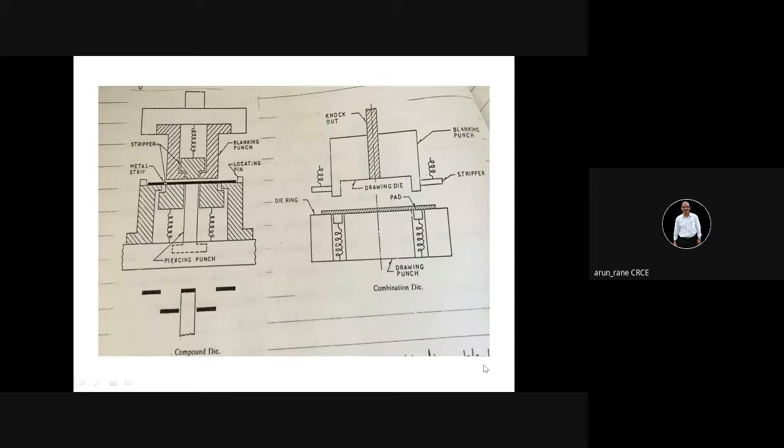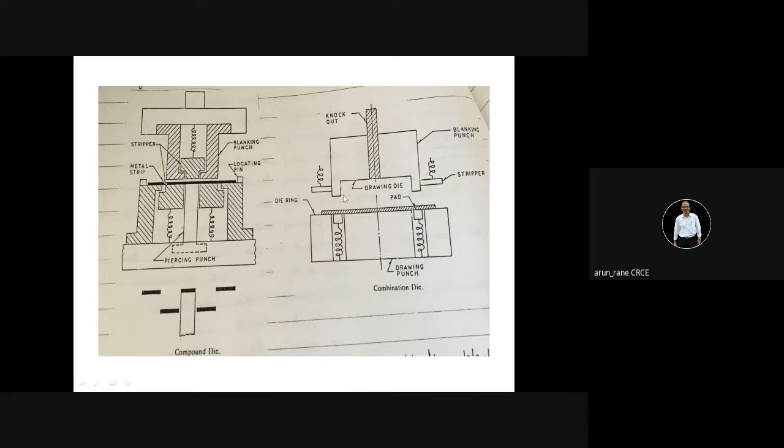There is something called the simple die, compound die, and combination die. Simple die means only one operation will take place, and compound die means we'll have two operations at one stroke. Remember. So this is a blanking punch, and this is a piercing punch, which is coming from down. So the piercing punch will do the piercing, and the blanking punch will produce the blank.